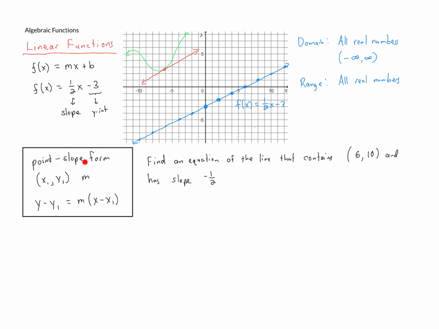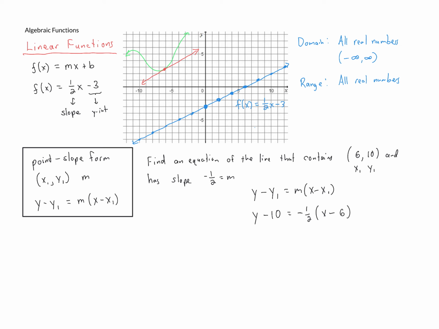So we can use point-slope form because we've got a point and we've got the slope. And so here our x1 is 6 and our y1 is 10 and our m is -1/2. So when we plug this into y minus y1 equals m times x minus x1, this is going to be y minus 10, because the y coordinate was 10, equals the slope -1/2 times x minus x1, which in this case is 6.